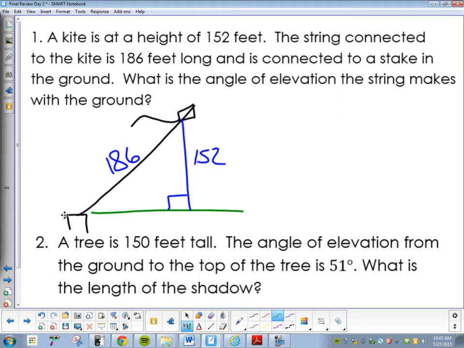Okay? It asks us to find the angle of elevation. So the angle of elevation, is it the red angle or is it going to be the green angle? Which one of those is the angle of elevation? Green or red? Green. Angle of elevation means from the ground up. So we are looking for X right there, whatever you want to call it, alpha, beta, gamma, whatever. I'm going to just call it X.